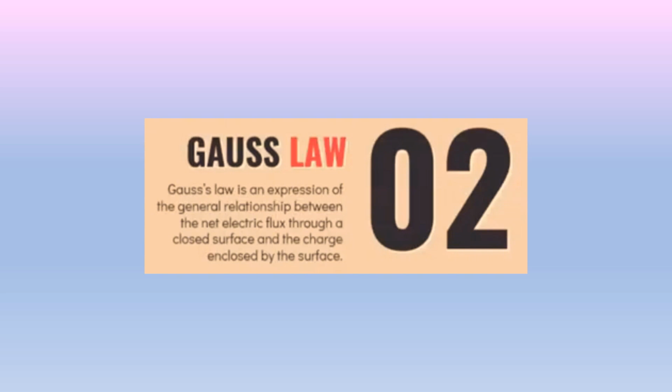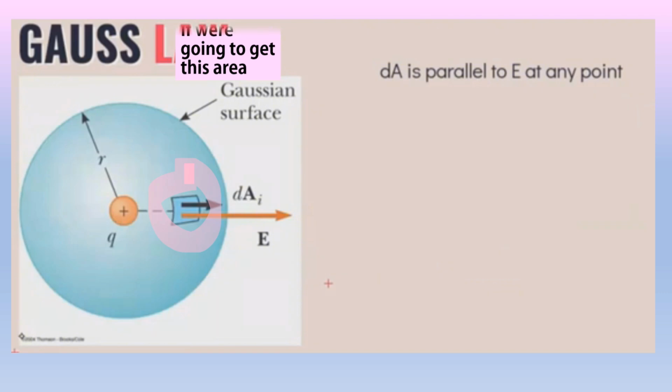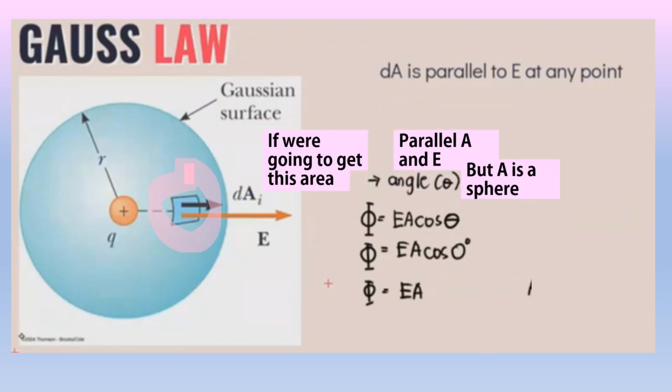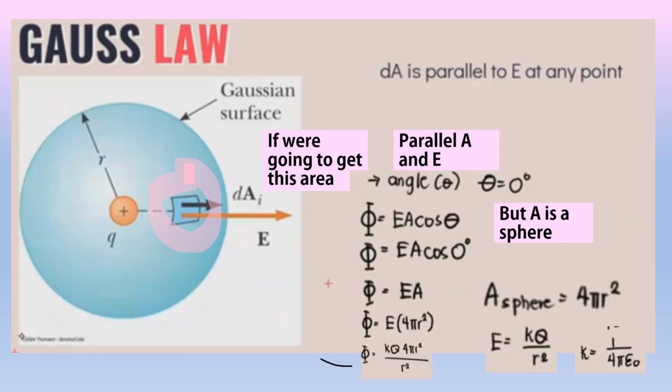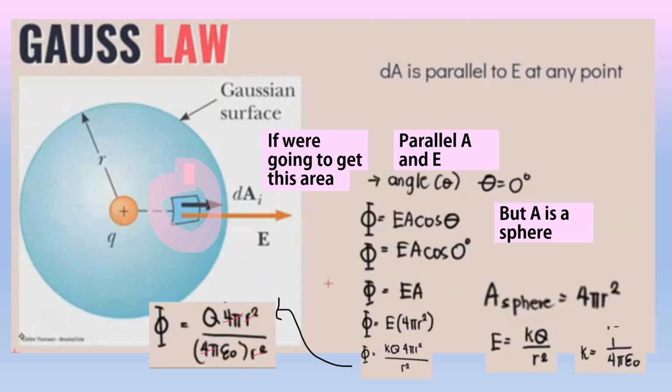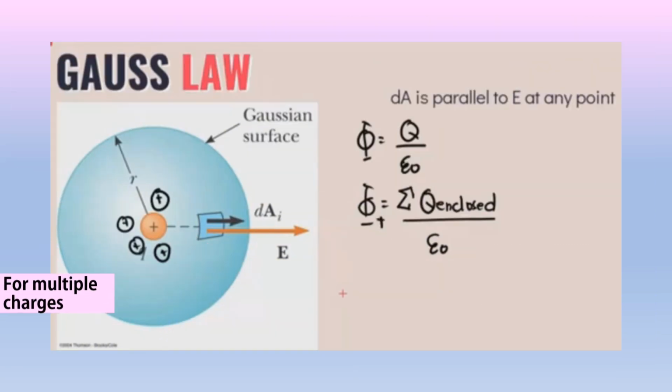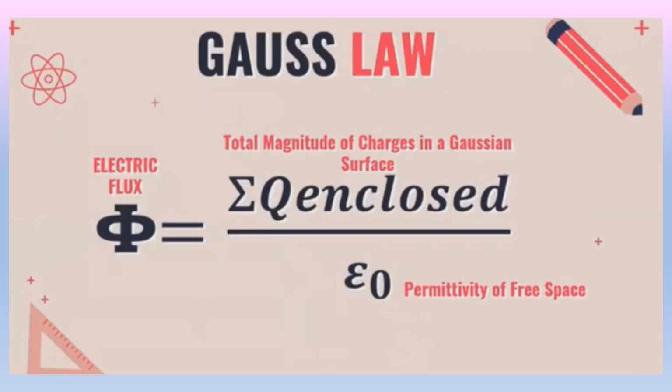Gauss's law is an expression of the general relationship between the net electric flux through a closed surface and the charge enclosed by the surface. Here we will just get a part. If we get this area, with A and E parallel, here's the result. The constant value for the permittivity of space is here. And take note, this is for a single charge. For multiple charges, here's the formula. You just add all the charges and divide by the permittivity of free space.